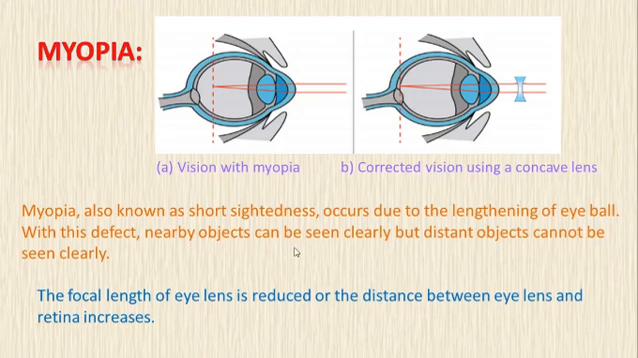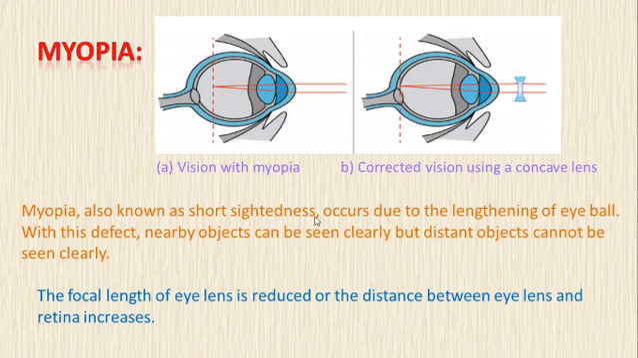What are the reasons for this myopia? The focal length of the eye lens is reduced, or the distance between the eye lens and the retina increases. Here retina, here eye lens. These are the reasons for myopia.